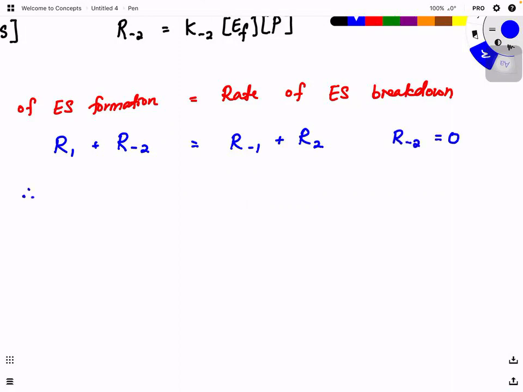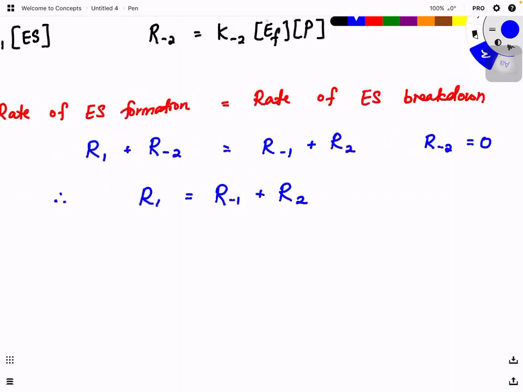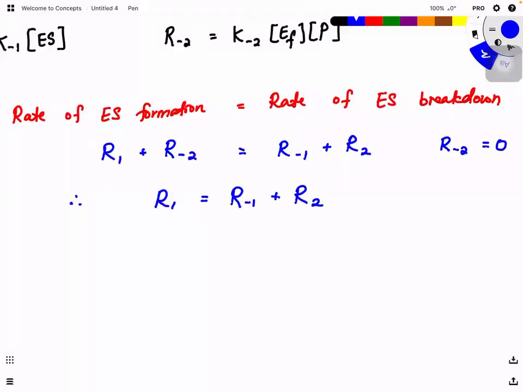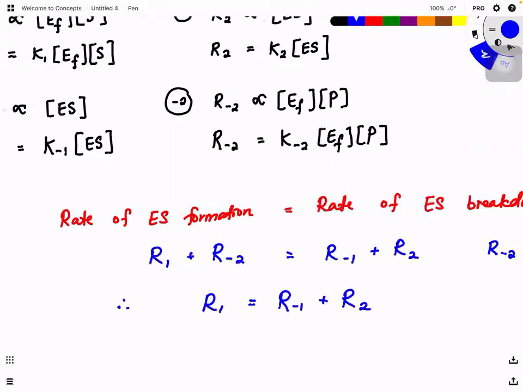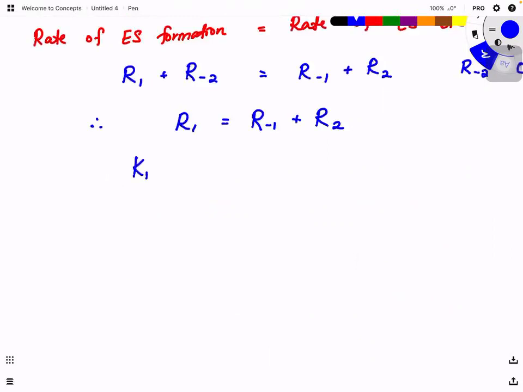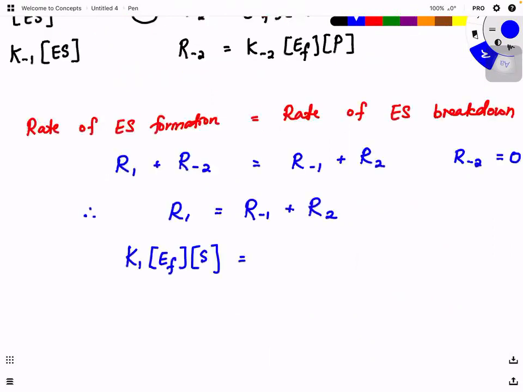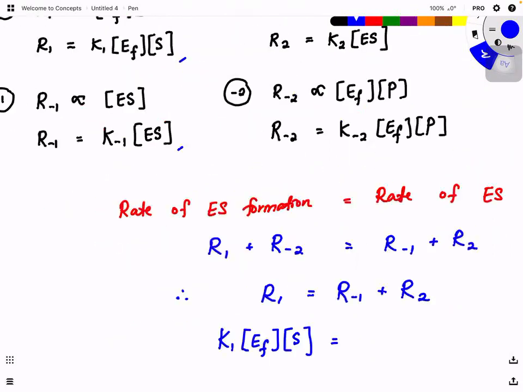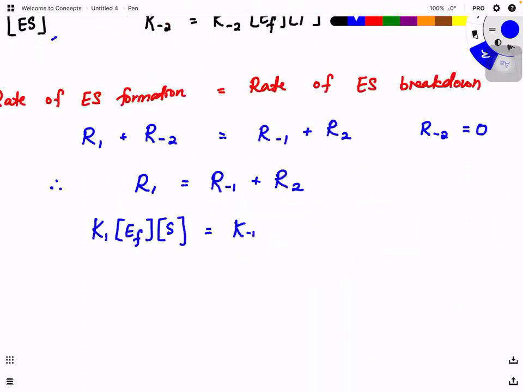So therefore now you can see that R1 equals R-1 plus R-2. So this is the first step that we are going to start. Okay, R-1 plus R-2. So what is R1? R1, look at this, is equal to K1 EF S. Okay, R1 equals K1, times EF, the substrate concentration. R-1, can you see that here? K-1 ES. R2 equals K2 ES. Are you clear? Okay.